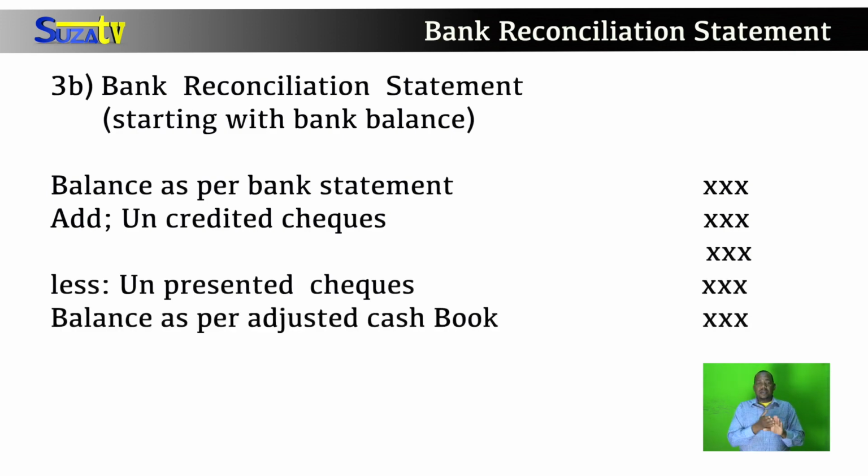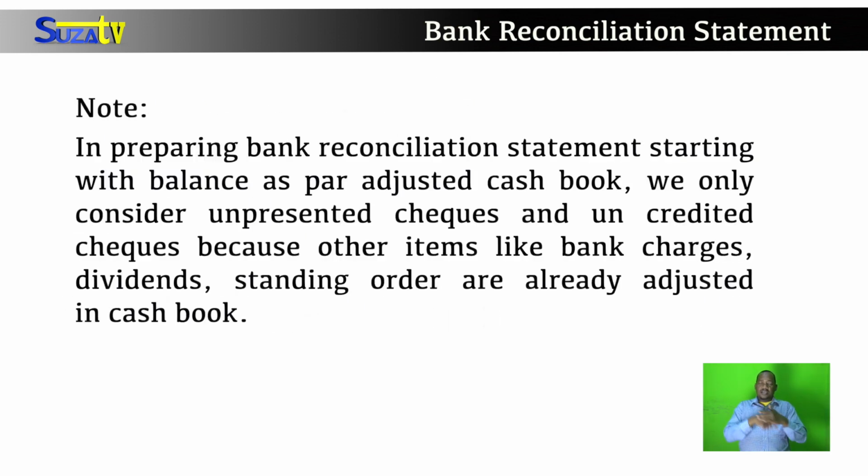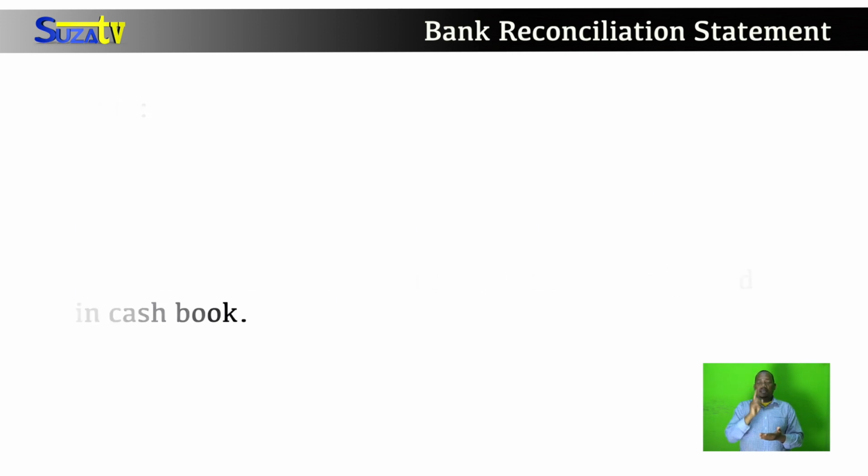Prepare bank reconciliation statement starting with the balance as per bank statement. We start with the balance per bank statement, add uncredited checks, less unpresented checks. We get the balance as per adjusted cash book. Note, in preparing a bank reconciliation statement starting with the balance as per adjusted cash book, we only consider unpresented checks and uncredited checks, because other items like bank charge, dividend, and standing order are already adjusted in the cash book.